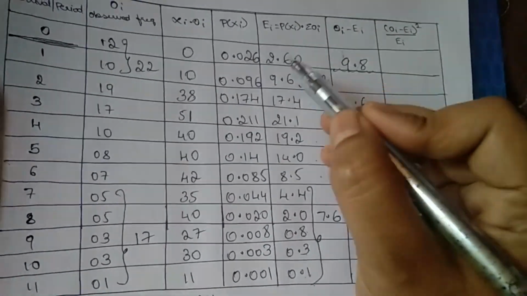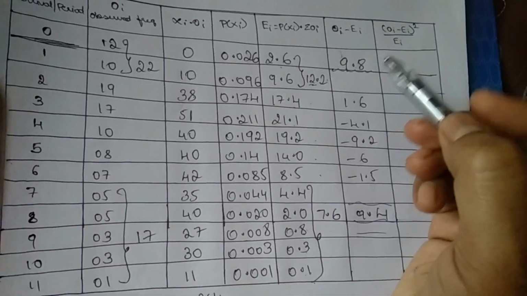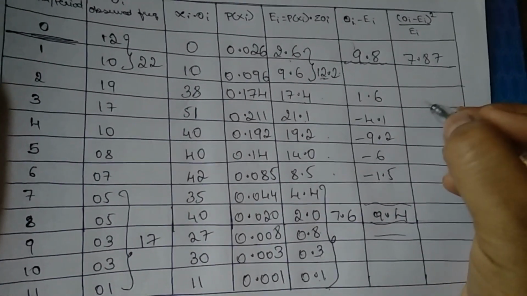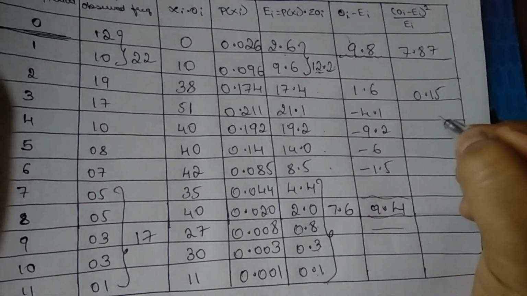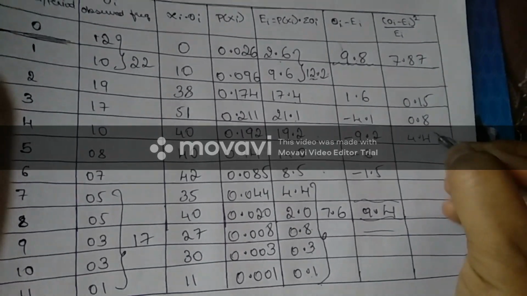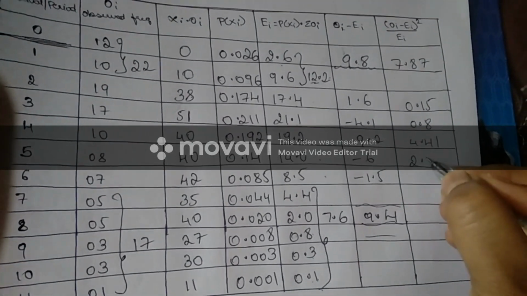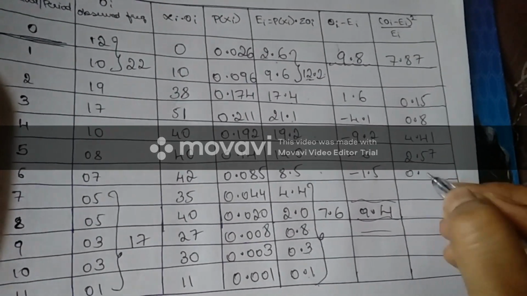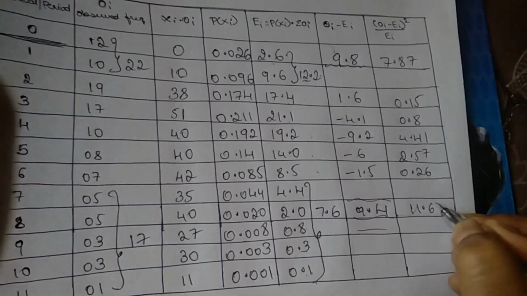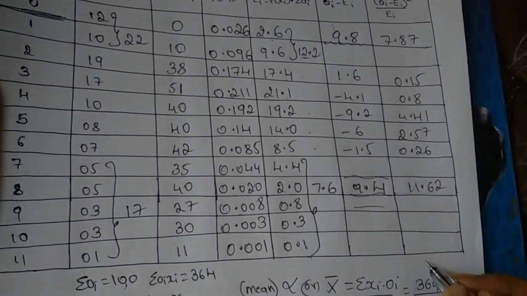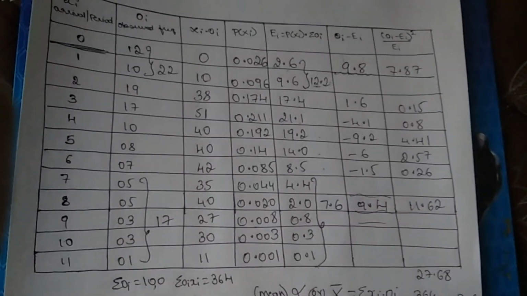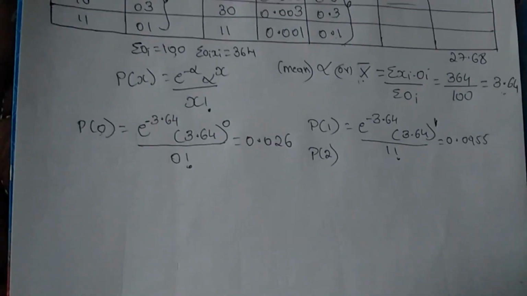This whole square divided by EI, 12.2. That is 7.87, 0.15, 0.8, 4.41, 2.57, 0.26. Then all these values will give 11.62. If I do the total, you will get 27.68. This is how we have to calculate the table.